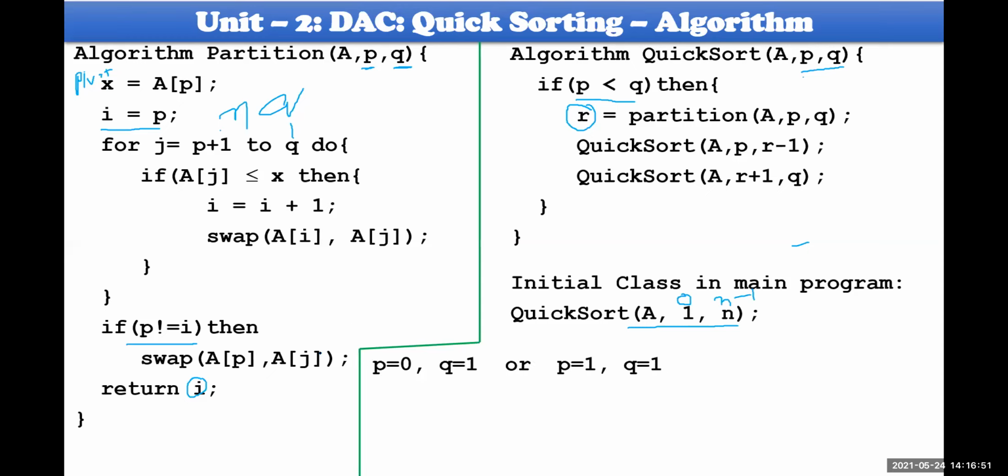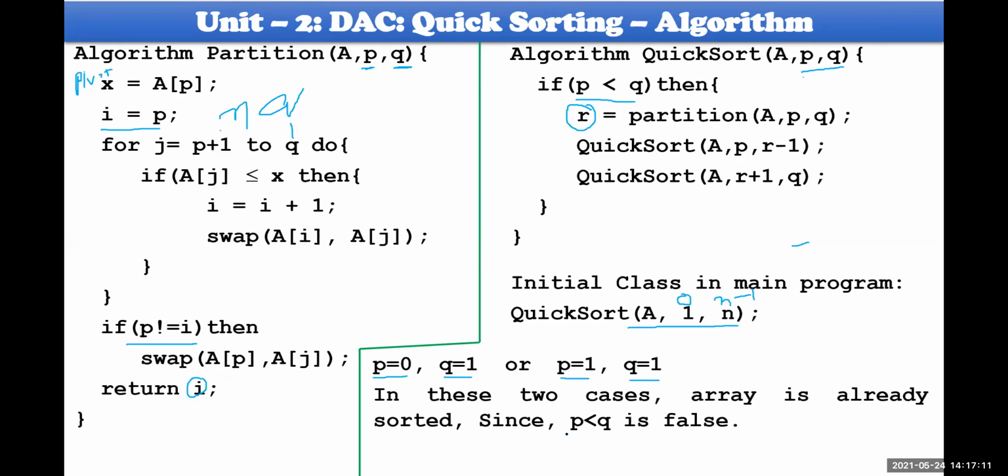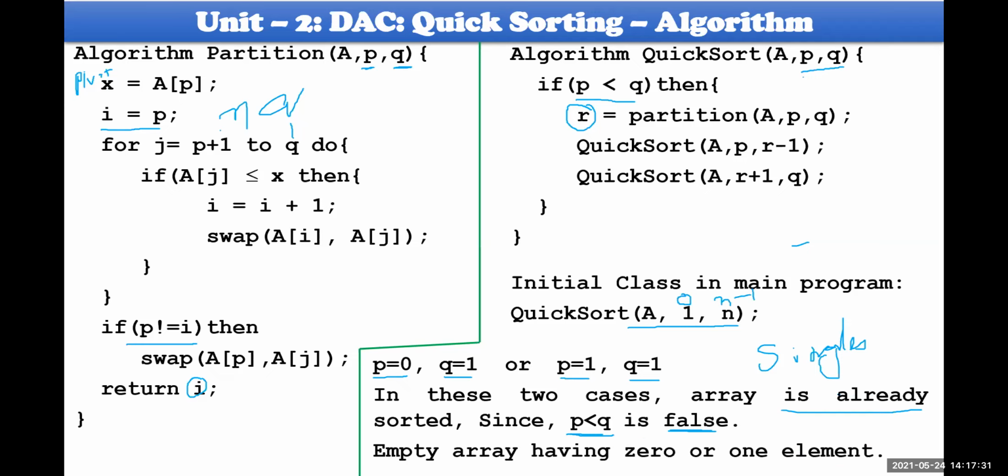Then followed by, here two cases will be there. If p is equal to 0, q equal to 1, that means you have only one element. Otherwise, if p is equal to 1 and q is also equal to 1, it's also the same condition. Only one element. Then in these two cases, p is less than q goes false. So that is why your array might be having a single element only. Because of having one element, the list of elements is already sorted. Okay, and the empty array contains 0 or 1. Okay, let us consider this.